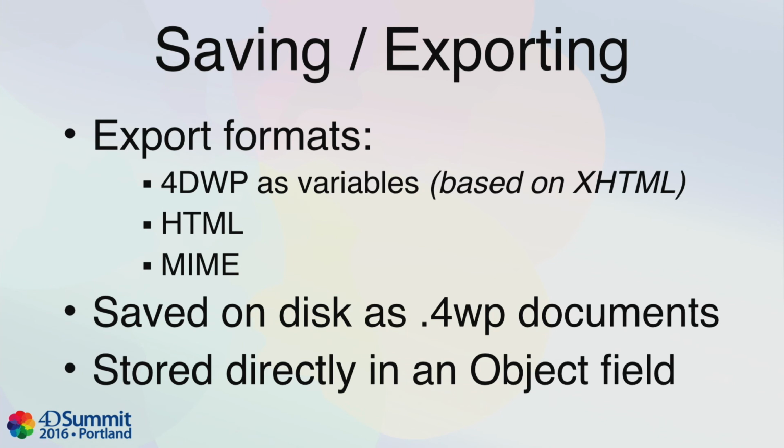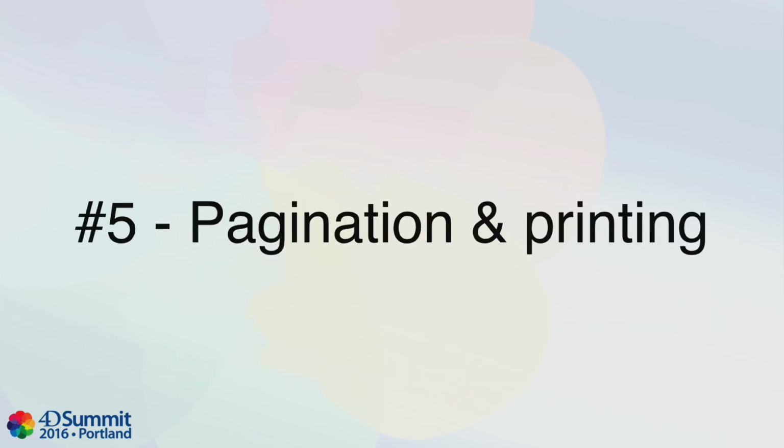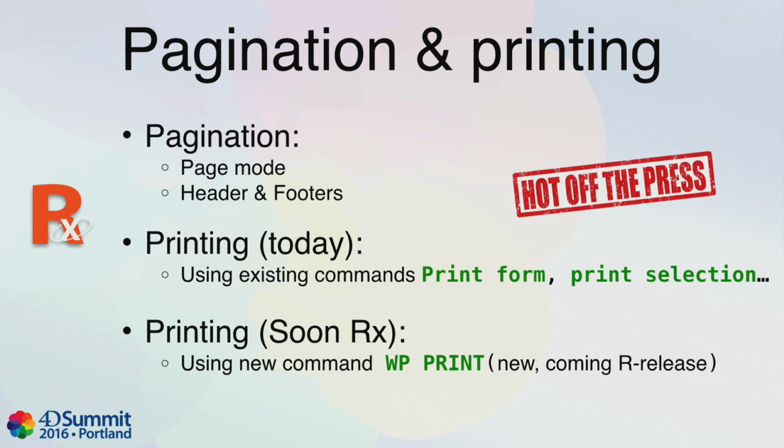A couple of examples. So what about pagination and printing? Pagination is not available yet in 4DUI Pro, but it's coming in the next R release. So there will be a page mode with special properties for the page size and the page orientation, and there will also be headers and footers, which is coming just after that. So these features are not available yet, but they will be coming in the next release, the very next release. Okay, this is the R5 this time.